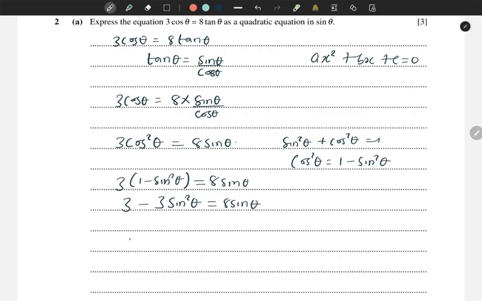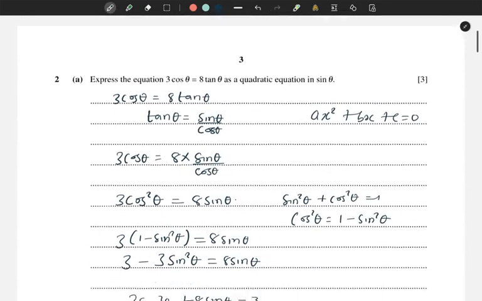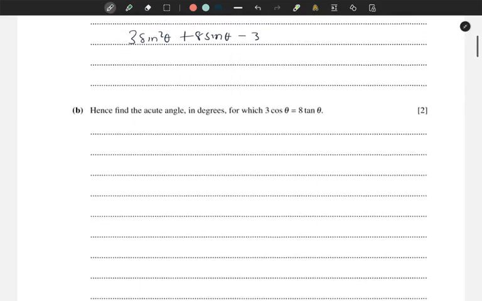So then we finally obtain 3 sine squared theta plus 8 sine theta minus 3. So this is a quadratic equation in terms of what? Sine theta now. So that is that. How many marks? That's 3 marks. So it's as simple as that.